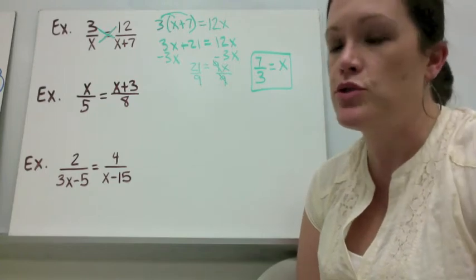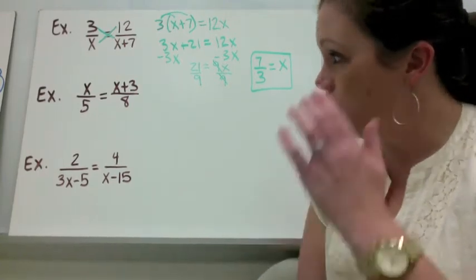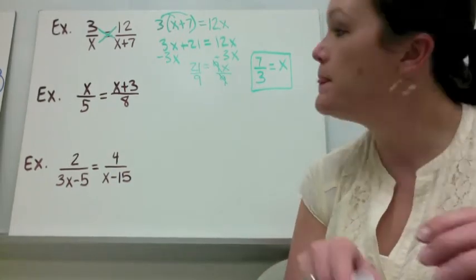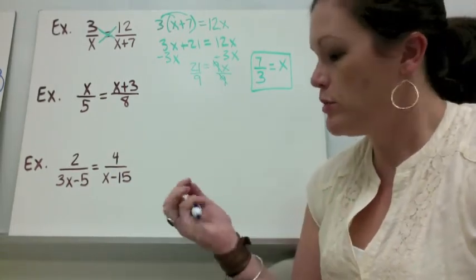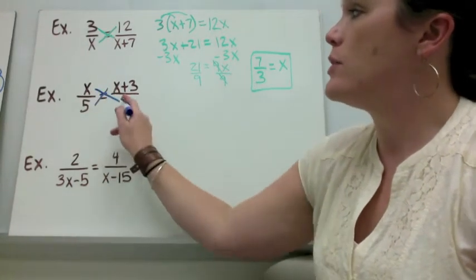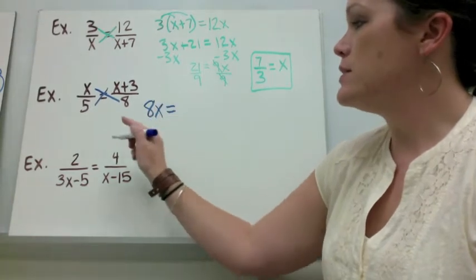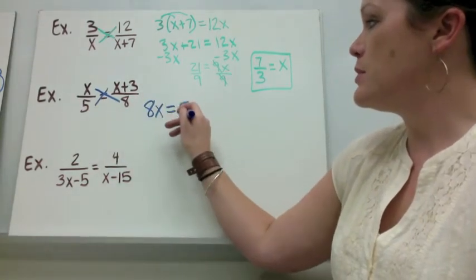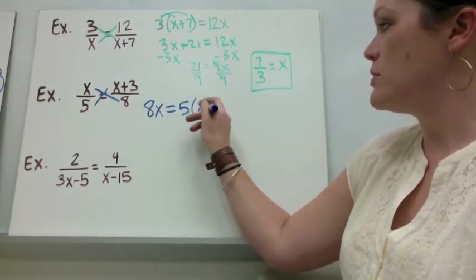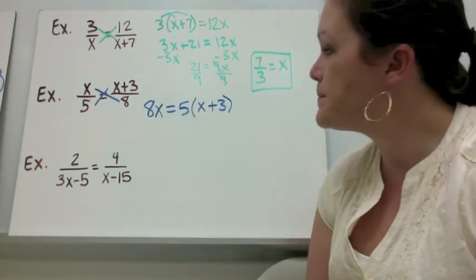Let's look at example 2. What if we have x over 5 equals x plus 3 over 8? So again, we cross multiply, and then we'll solve the equation we get after that. So we get 8 times x would be 8x is equal to 5 times x plus 3. So again, I would make sure you put that in parentheses so you distribute the 5 properly.